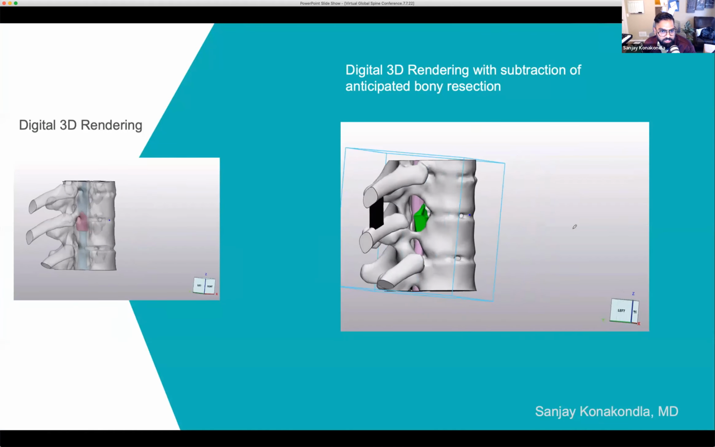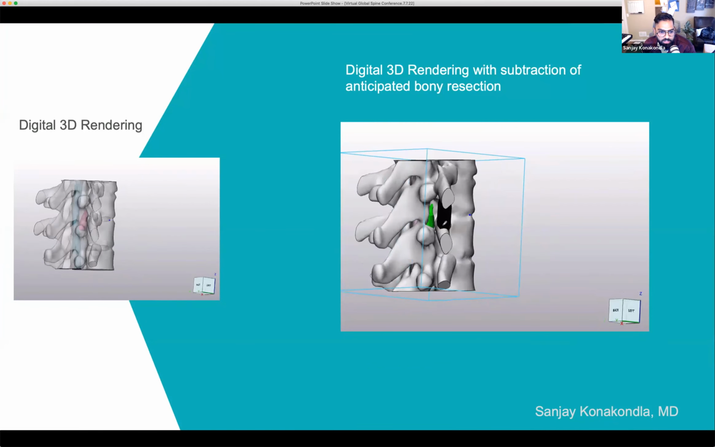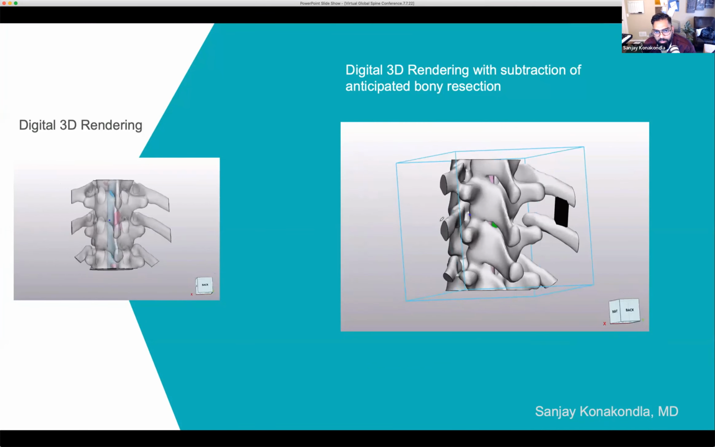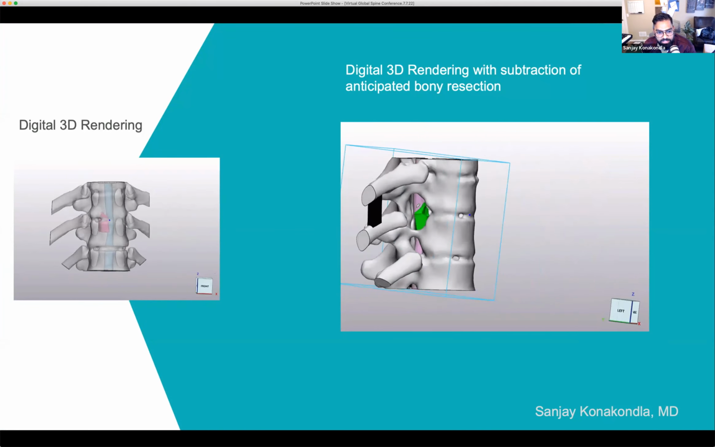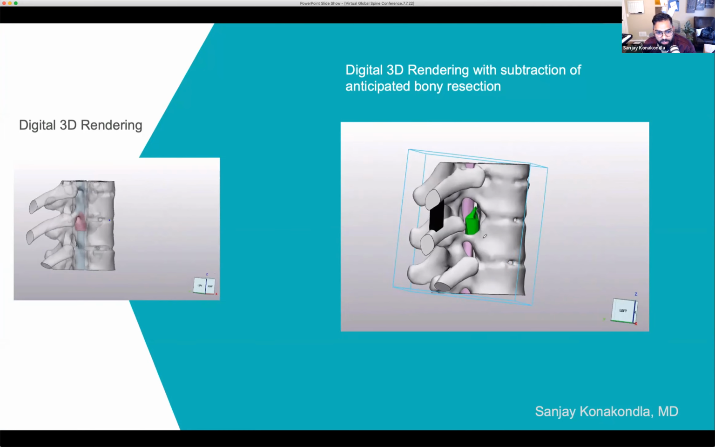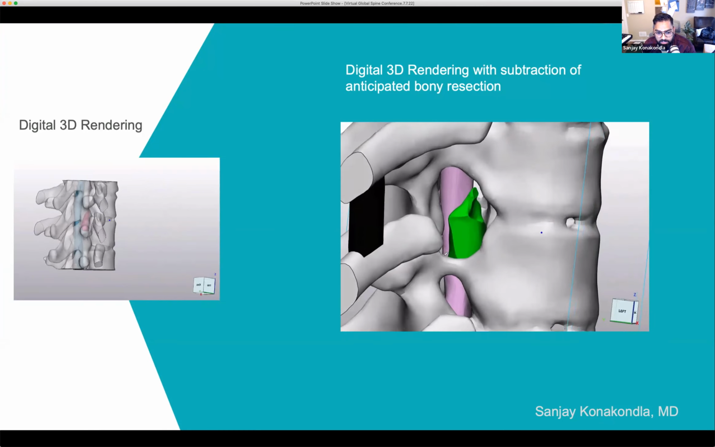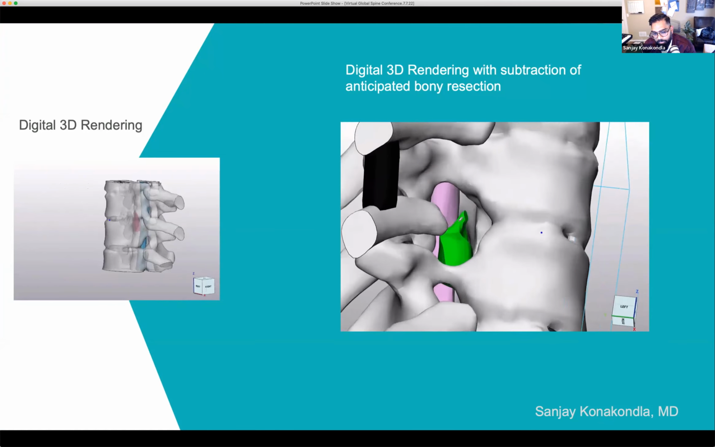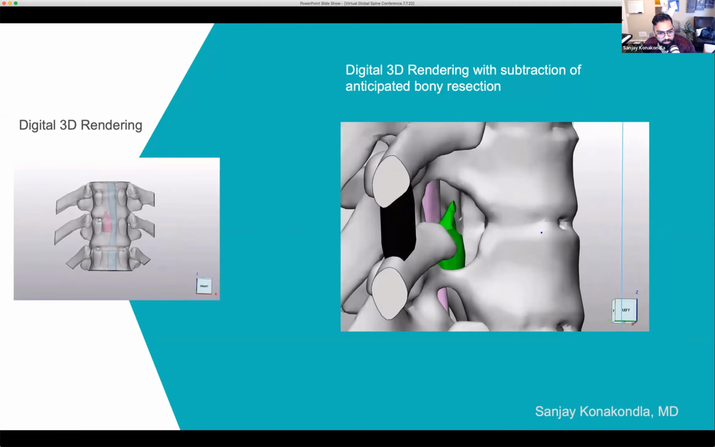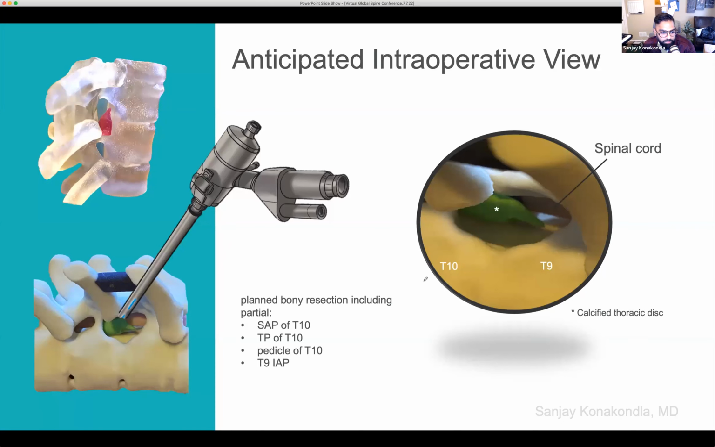So we digitally reconstructed that, but we also reconstructed or subtracted the planned bony resection with this. So we're able to see, yeah, we have to take out that SAP, we have to take out the IAP, and probably a little bit or a good amount of this T10 pedicle there to get a good visualization of that green disc there. So we printed that, again, with the bony subtraction, the SAP, TP, and pedicle of T10, but also the T9 IAP. And that's what we're hoping to see when we stick the scope in there.